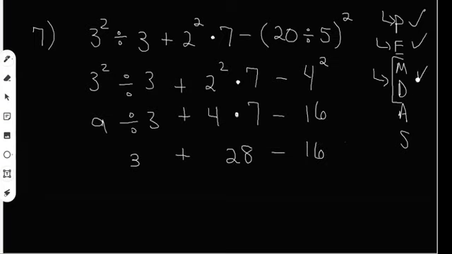So now all that's left to do is to add and subtract. And once again, we do these from left to right. So we start on the left and we move to the right. What are we doing on the left side? We're doing 3 plus 28. That is 31. Bring down the minus 16. And then 31 minus 16, that should give you 15. And you're done. So that is order of operations. And if you follow all the steps in order, you should be able to get these answers no problem. Okay?